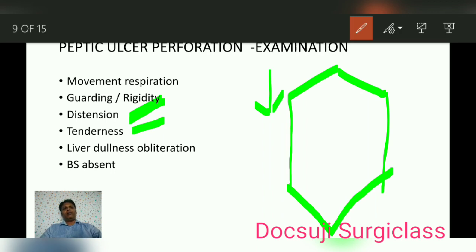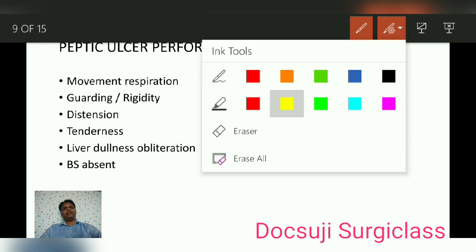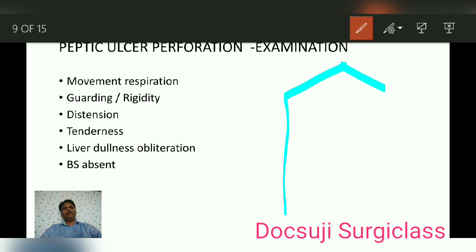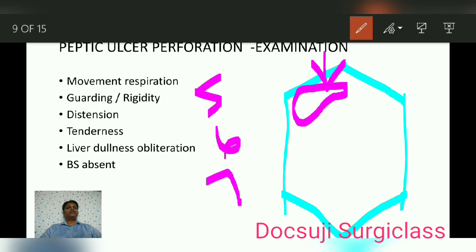The main important point here is the obliteration of liver dullness. What is this obliteration of liver dullness? The liver is present, and you have to percuss the liver span in the 5th, 6th, 7th intercostal spaces. Percussing from the rib cage over the right hypochondrial region, you will get dullness because of the presence of the liver.